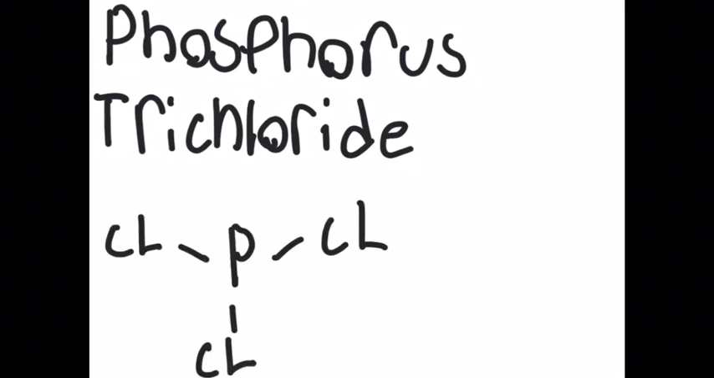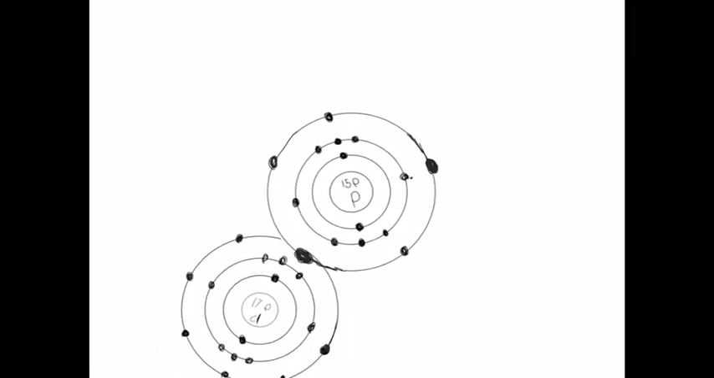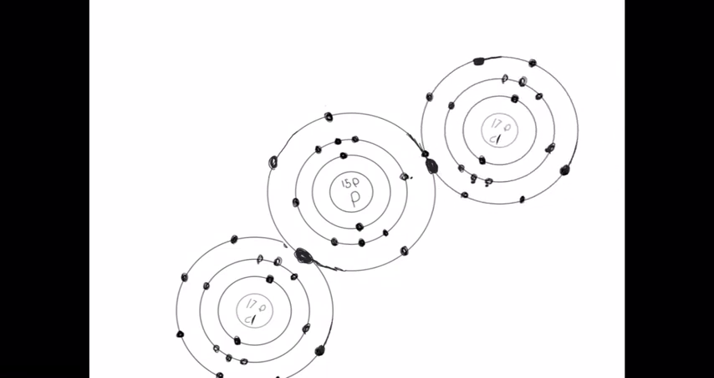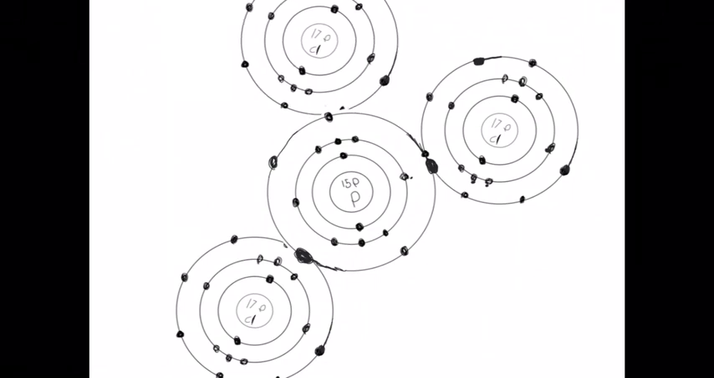The reason they bond is because chlorine is 1 electron away from having a full valence shell, and phosphorus is 3 away. So the easiest way they can get full valence shells is by sharing electrons. So as you can see, phosphorus finds 3 chlorine friends to share with, and now they're all happy.